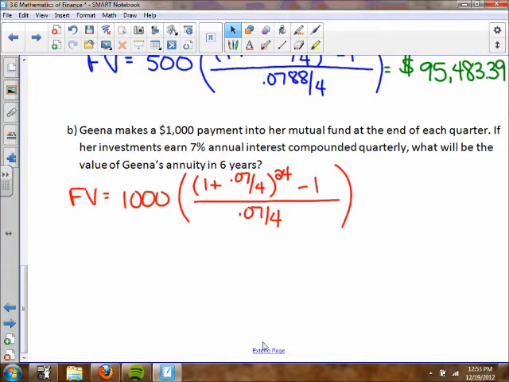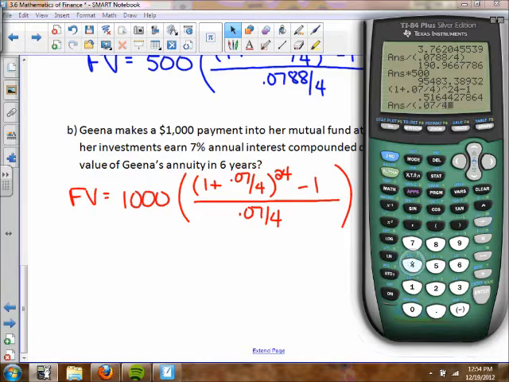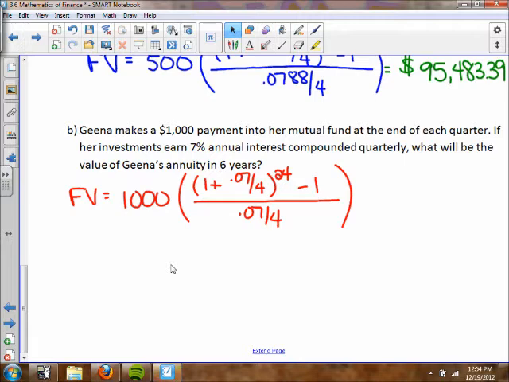All right, so our payment every quarter into the mutual fund is $1,000. 0.07 divided by 4 to the 24th power because you're making 24 payments. So what we're doing again: 1 plus 0.07 divided by 4. Raise that to the 24th power. Minus 1. Divide that by 0.07 divided by 4. Multiply that by 1,000. $29,511.02.